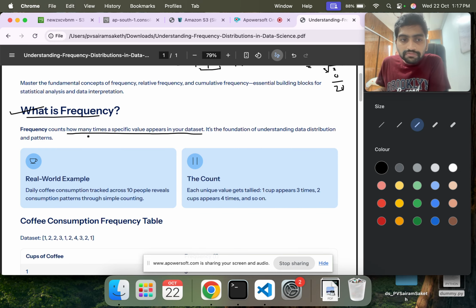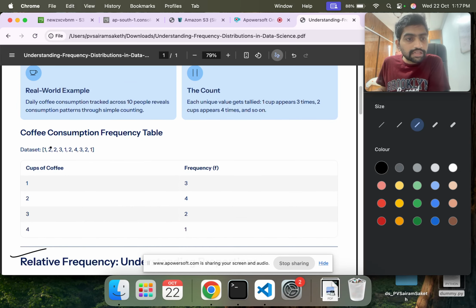So what does this mean? Let's say you take this particular data set. In this data set, how many times is 1 present? I will mark it with a different color. This 1 is present here, this 1 is present here, this 1 is present here. How many times is 1 present? 3. So that's why here we created the frequency table and put it as 3.